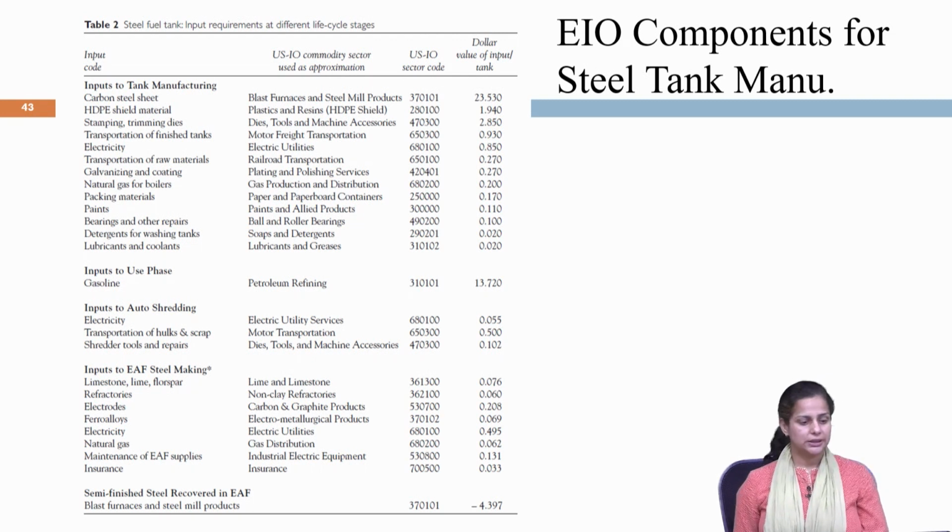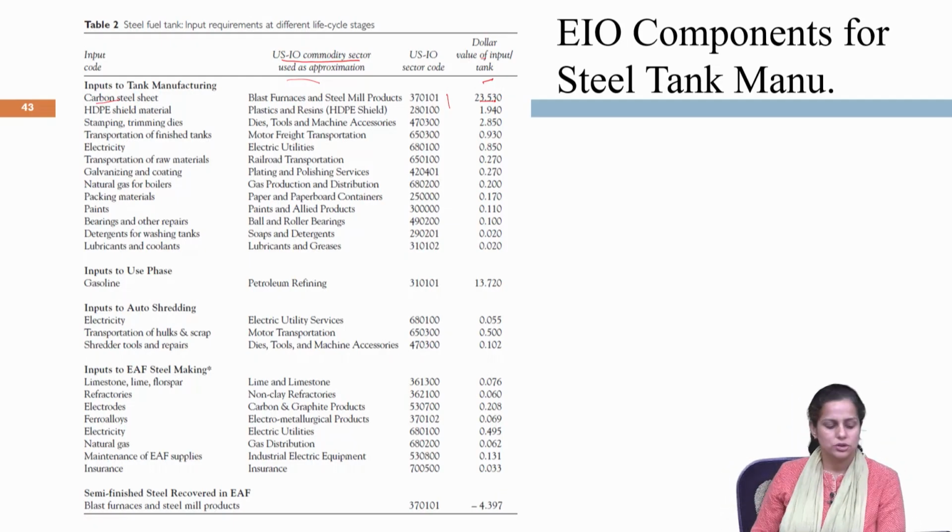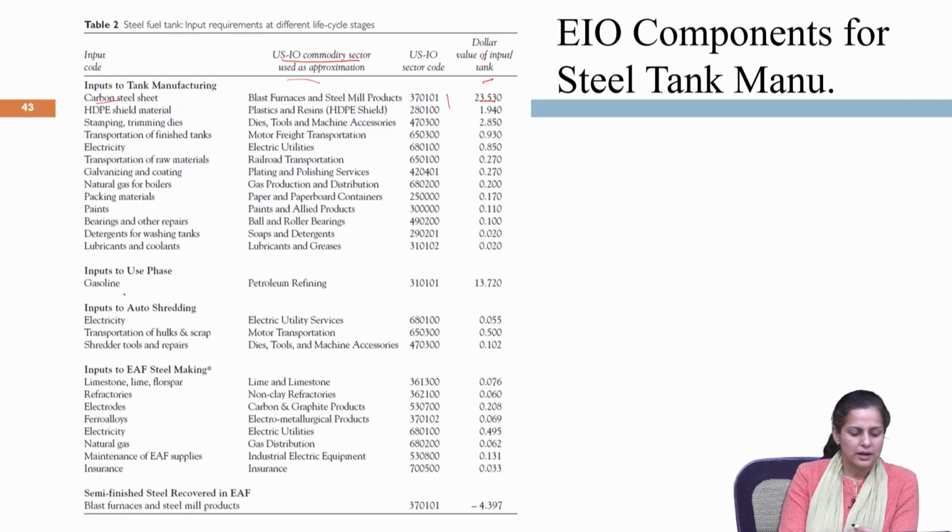So, here is how the data looks. So, you can see the inputs to the tank manufacturing, and then they mapped that input to the US IO commodity sector and then looked at the IO sector, and each of the input amount was calculated into dollar value of input per tank. So, if you are manufacturing per unit tank, how much is the dollar input? So, you can see that for steel one we have carbon steel sheet of about $23 per unit, and then also they have inputs to the use phase, the gasoline that is being modeled as petroleum refining in the economy, and you have the total amount of input that you need.